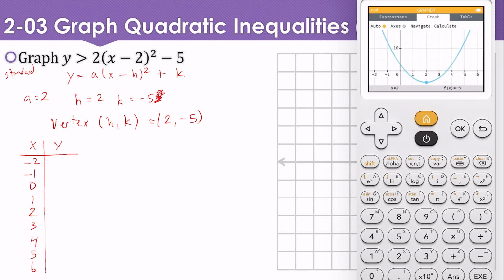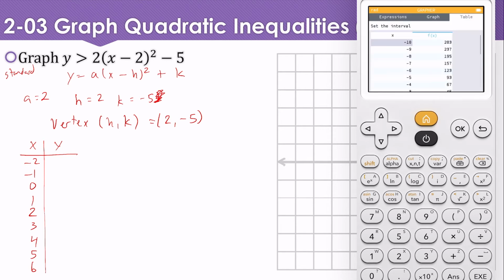You can see the graph. That's what we expect. Our table, go down to negative 2, is 27. That's not going to fit on my graph. Then we have 13, 3, negative 3, negative 5. That was where our vertex was. Negative 3, 3. Now it's symmetric, 13 and 27.